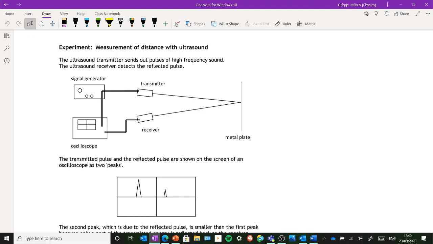So I don't have the ultrasound transmitter out today, but basically it's an ultrasound transmitter and an ultrasound receiver. This sends out ultrasound, it gets bounced back off a metal plate or whatever it is you want to find the distance to, and it gets received here. And on the oscilloscope, it shows you a peak where it gets transmitted and a peak where it gets received. Obviously it's a little bit like an echo if you could hear it. So it goes there, bounces and comes back again.